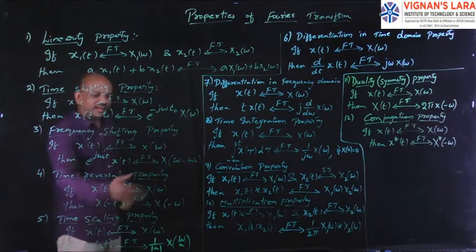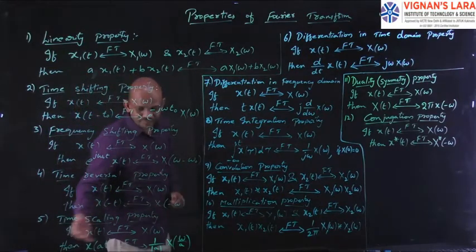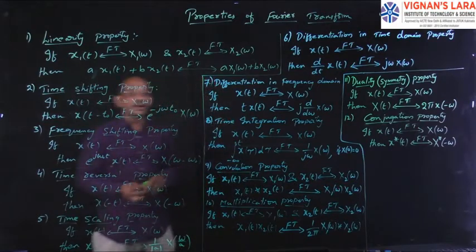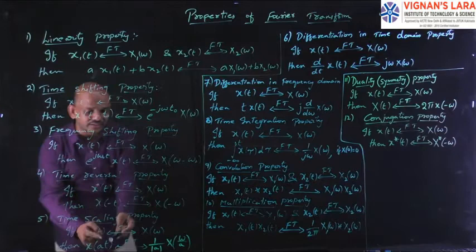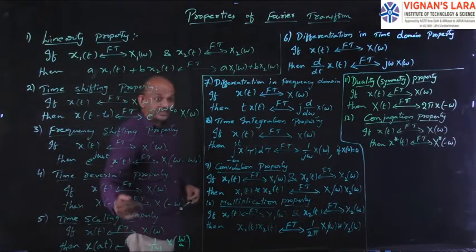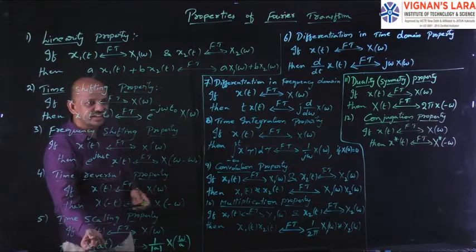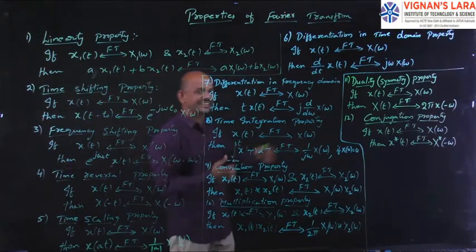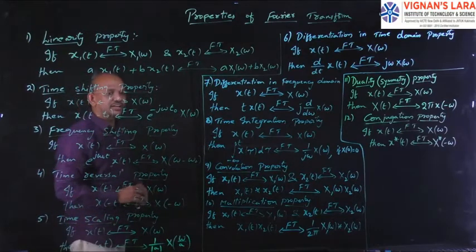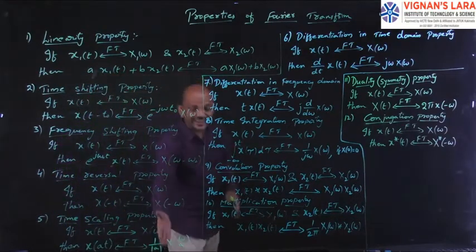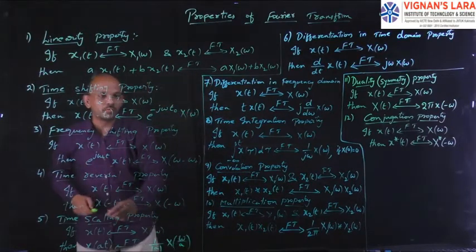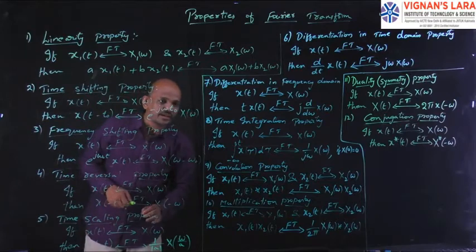If x of t has a Fourier transform X of omega, then the time scaling property states that x of at, that is, here the variable t is multiplied with the constant a. I have taken the constant as a. X of at, that means based on this a, I will have either a compression or expansion of the signal. Then the time scaling property states that x of at will have a Fourier transform 1 by mod a into X of omega by a.